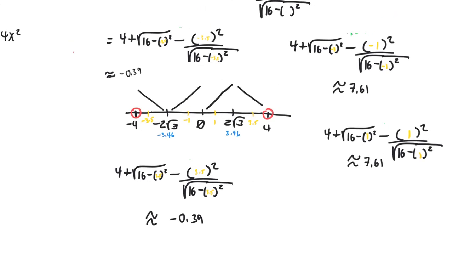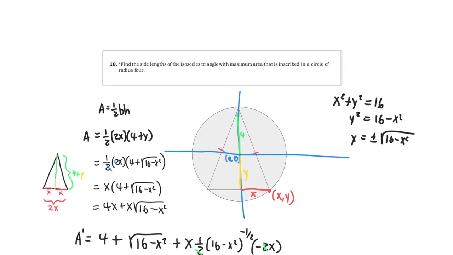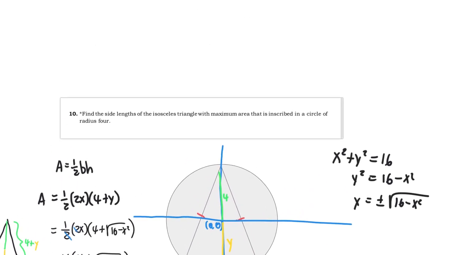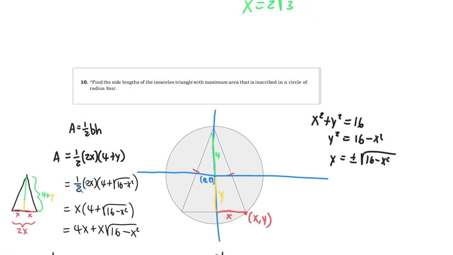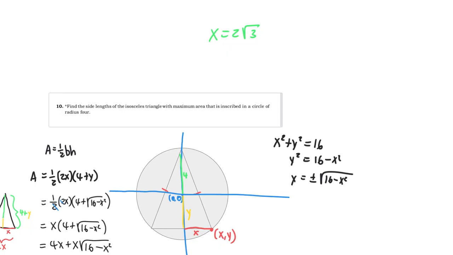So where's the max? The max is this, okay, 2 radical 3. So going back, x is 2 radical 3. Okay, let's just write that down. Let's remind ourselves what they're asking for. Find the side lengths of the isosceles triangle with maximum area that is inscribed in a circle of radius 4. Well, if x is 2 radical 3, why don't we draw our attention to this triangle here?